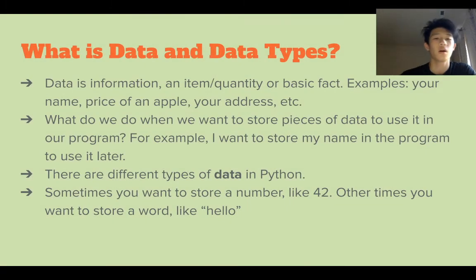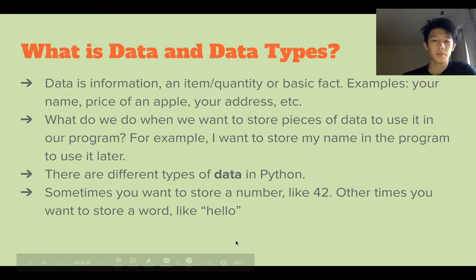Alright, so what are data and data types? Data is basically just information. If you think about data, you think about anything that can be considered info, like an item or a fact or a number, right? Or your address, that's all data. It's all considered data. So in Python, there's also data, and it's referred to as data types, and there are many different types of data.